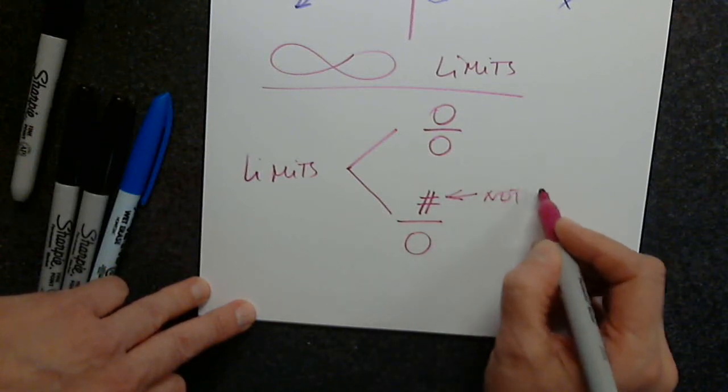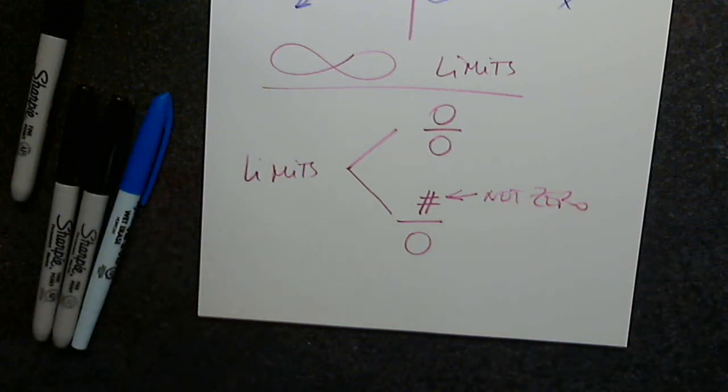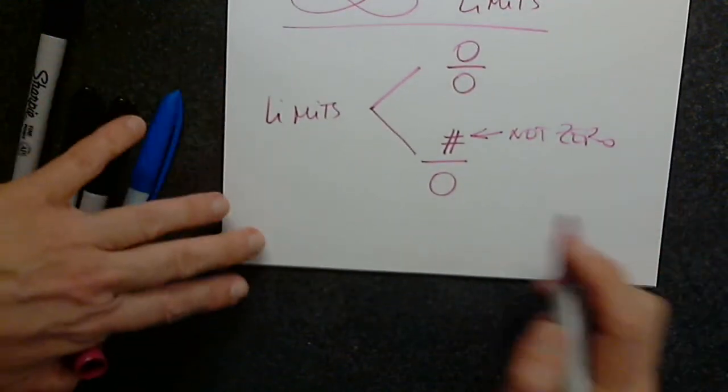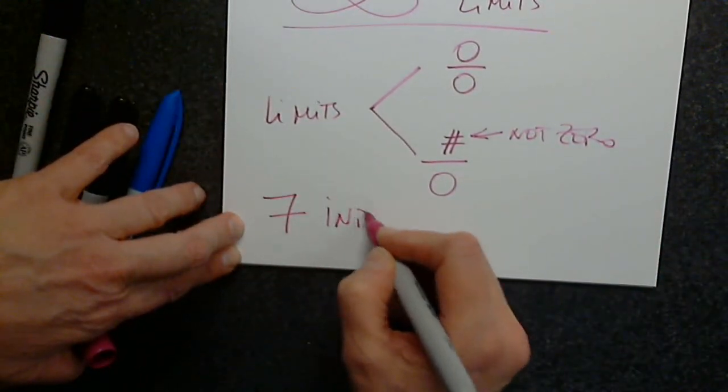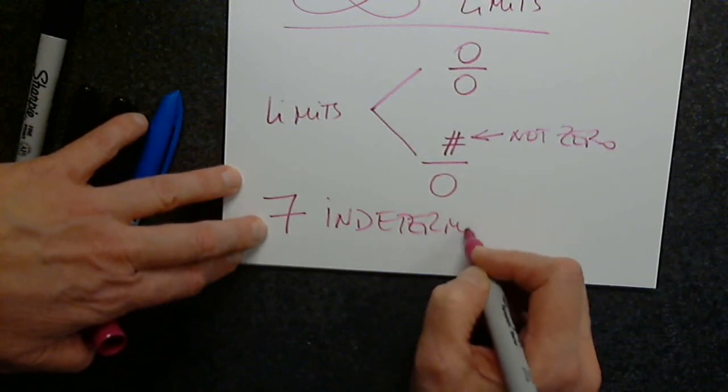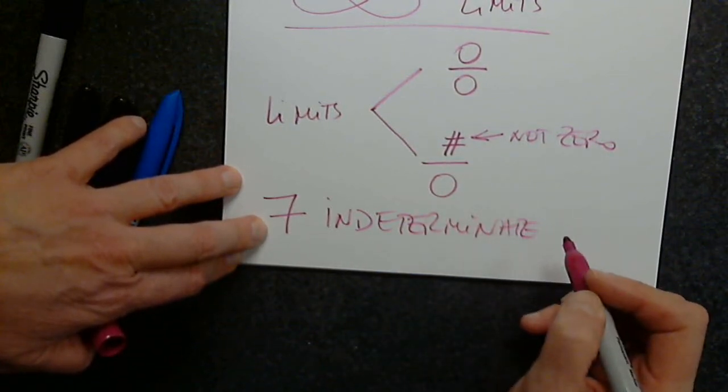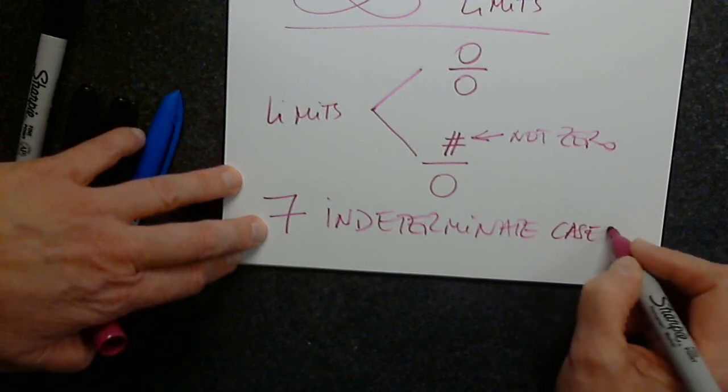This is not 0. So when we plug it in and determine what type of limit we are looking at, we will encounter in general these two options, either 0 over 0, or infinite, or a number over 0. I want to caution you that there are 7 indeterminate, not undefined, but indeterminate cases.